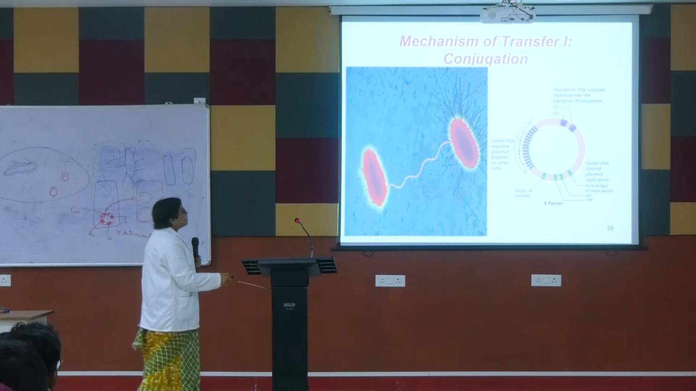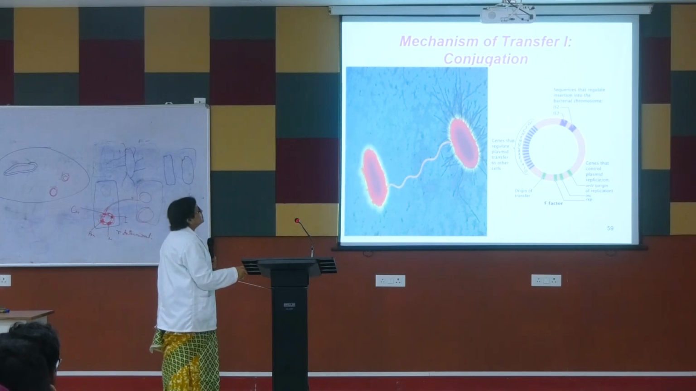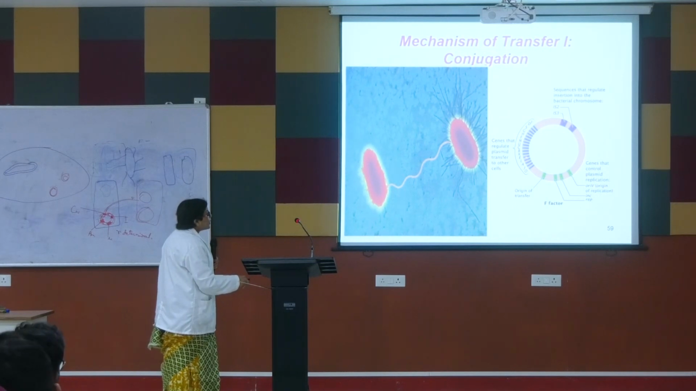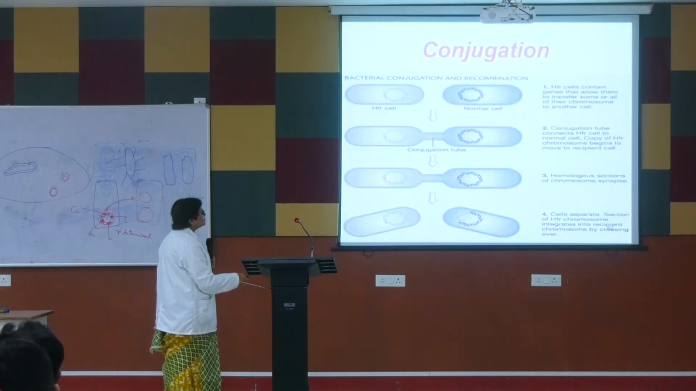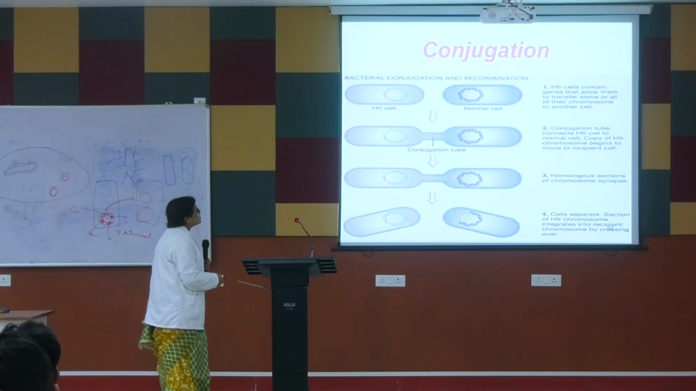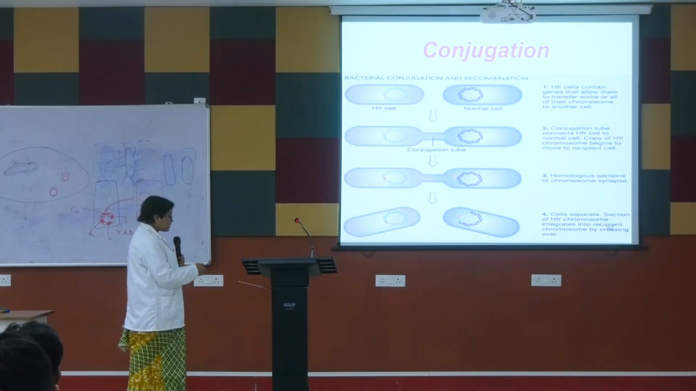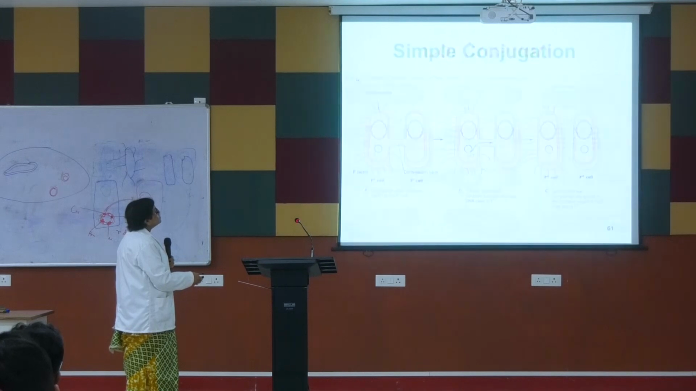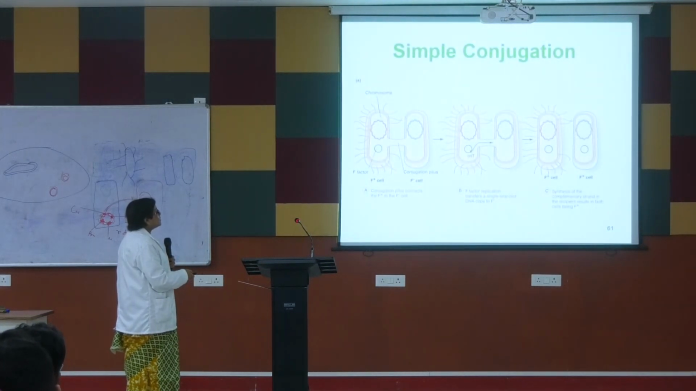You can see there is conjugation by transfer. These are the different genes which are responsible for different bacterial resistance. This is the conjugation, same picture you can see.